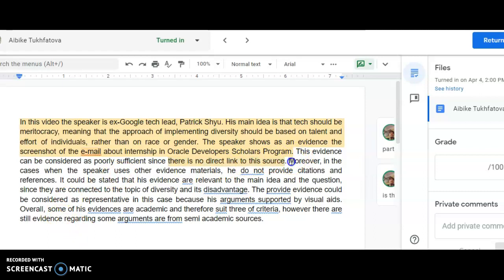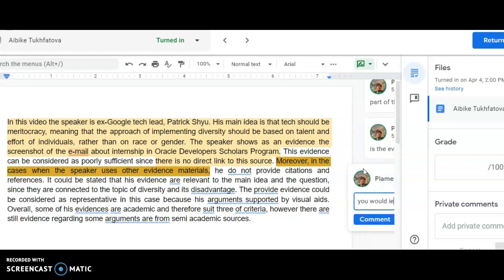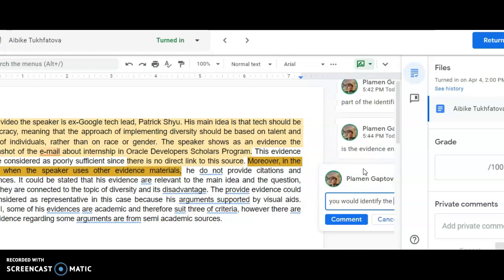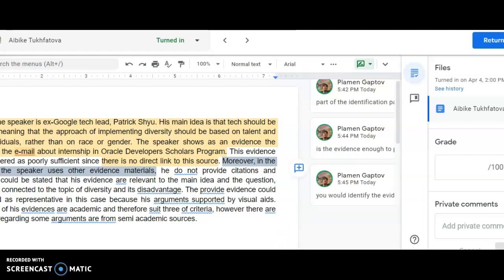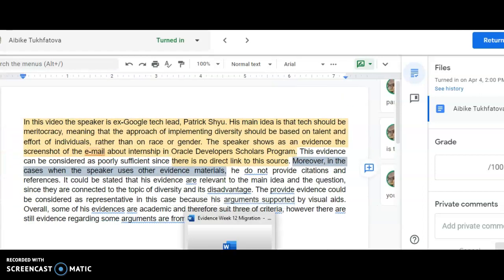Now here you go on and say, moreover, in the cases when the speaker uses other evidence materials. Now before that, you would have to actually say what this evidence is. So you would actually have to write in the identification paragraph exactly what the evidence is. So you would have to identify the evidence, right? So you would say he uses a journal article, he uses a screenshot of another journal article, he uses a screenshot of a newspaper article. So you would list these things.